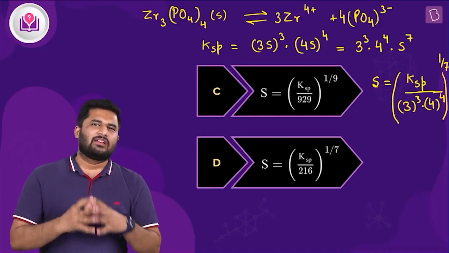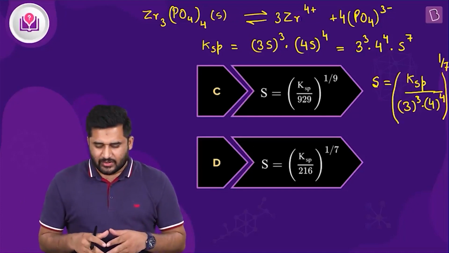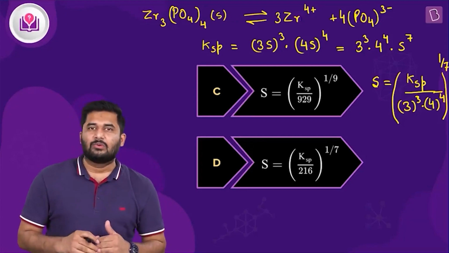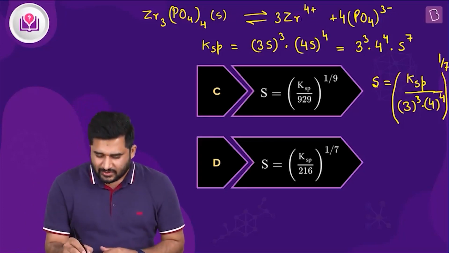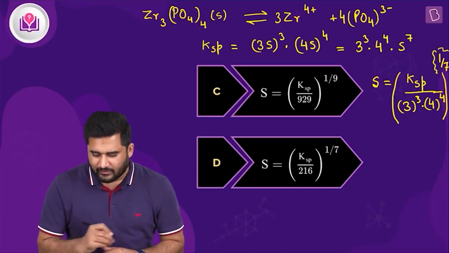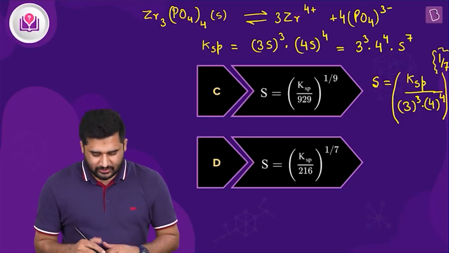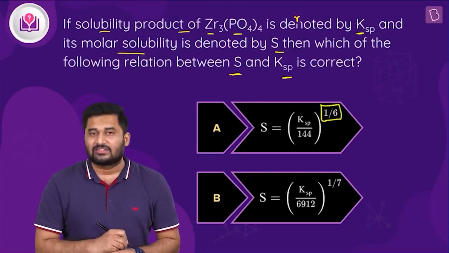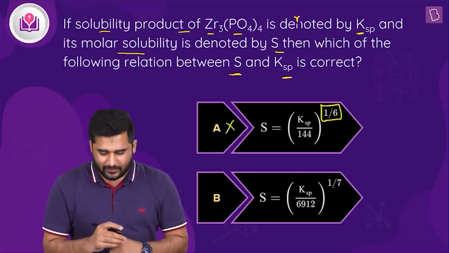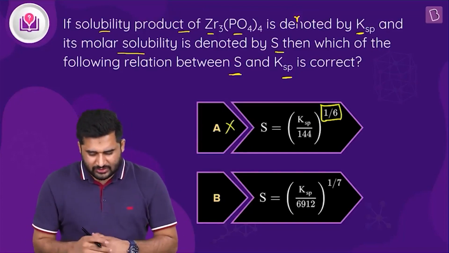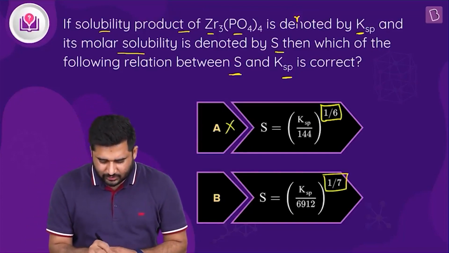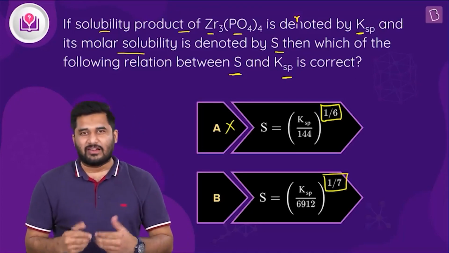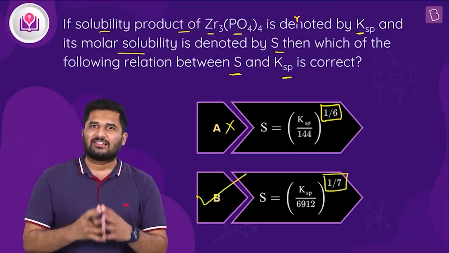So now one thing is very clear, the final answer has to be the one wherein the overall power of this Ksp upon this value is 1 by 7, isn't it? That means we have to basically look for this power. It has to be 1 by 7. So now let's match with the options. You can see in option A this power is 1 by 6, which means option A can be neglected. Now in option B, this power is 1 by 7, so definitely this is matching with what we have calculated. So option B is the right answer.